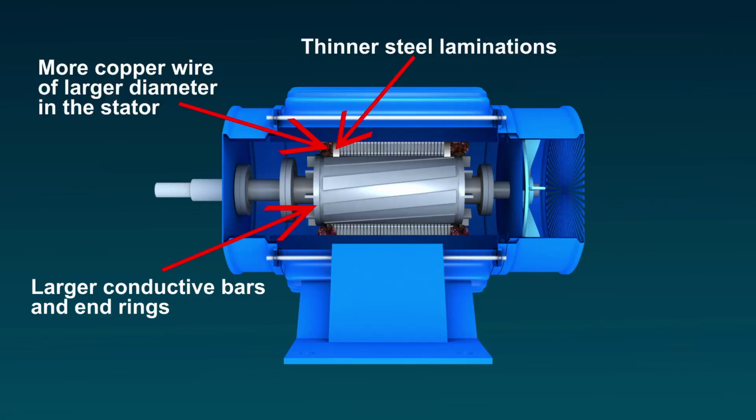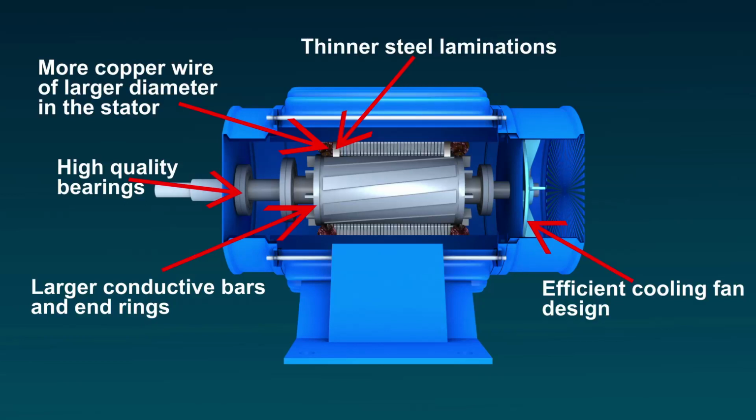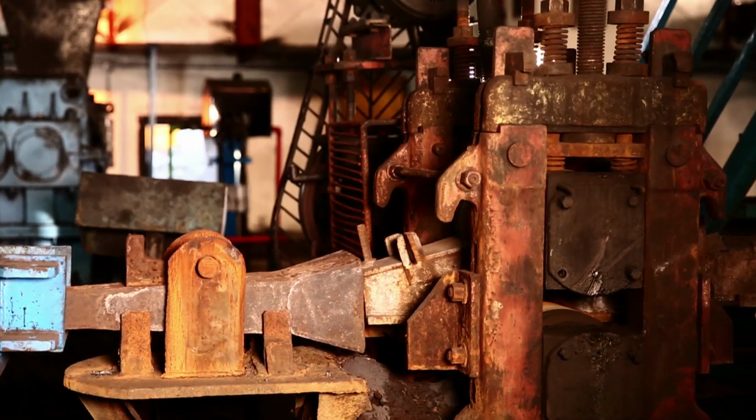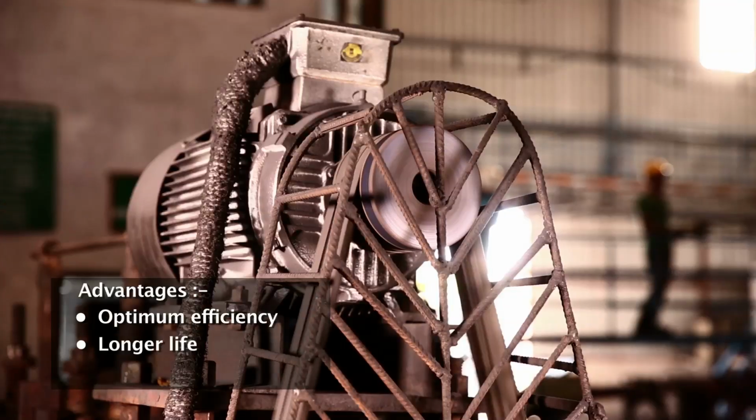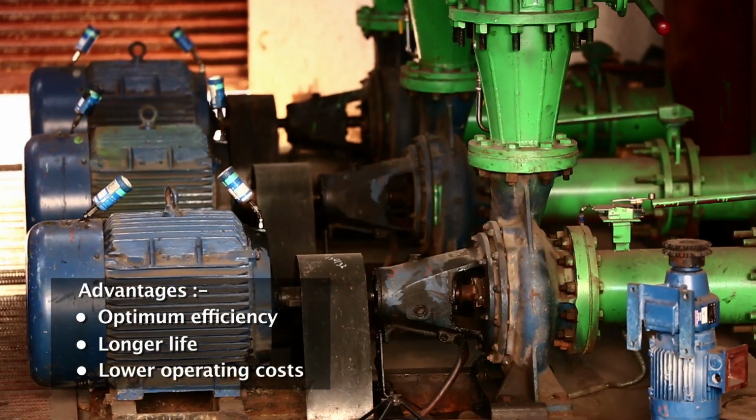Friction loss is reduced by using an improved lubricating system and high-quality bearings. Windage loss is reduced by using energy-efficient fans. Use of optimum slot geometry and minimum overhang of stator conductors reduces stray load loss. Advantages of energy-efficient motors include optimum efficiency, longer life and lower operating costs.